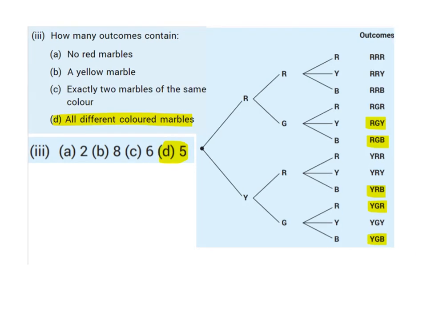And finally, how many outcomes contain all different coloured marbles? So we can see RGY, there are 3 different colours, red, green, yellow. RGB, 3 different colours. YRB, 3 different colours, 3 different letters. YGR, 3 different letters, 3 different colours, and YGB. So 1, 2, 3, 4, 5. There are 5 possible outcomes where we have all different coloured marbles.